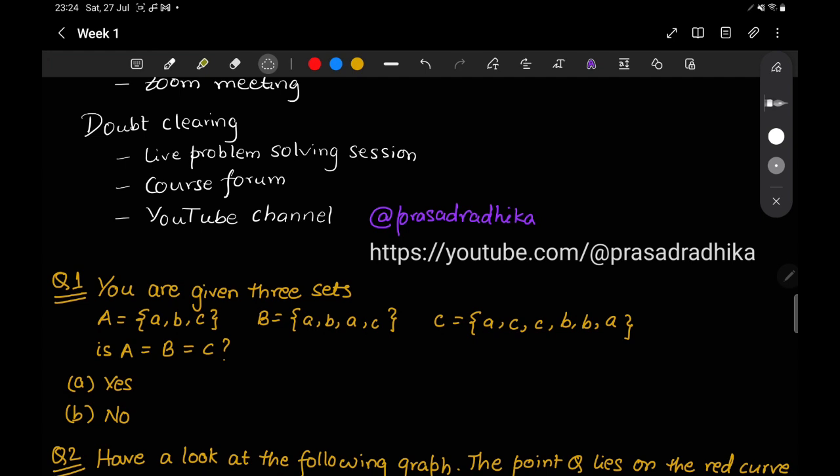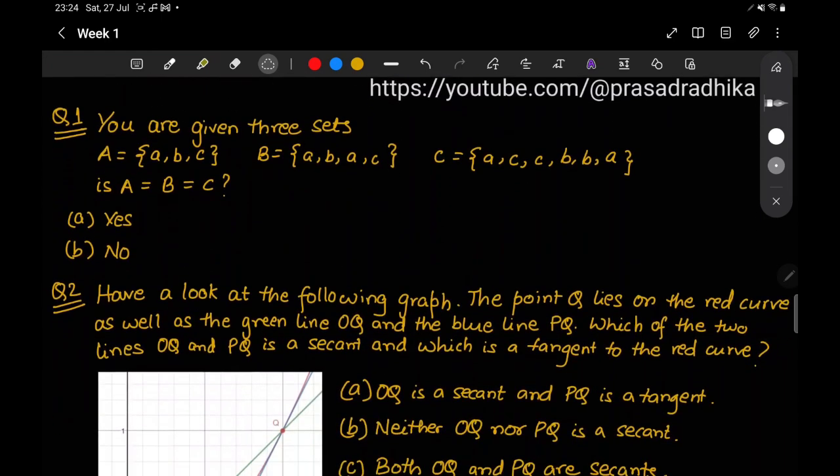So that was what week 0 is about. So let us start with some questions which are based on week 0. The first question is over here. You are given the following 3 sets: set A, set B and set C, and the elements of the sets are enumerated as given. The question is: A equals B equals C? The options are yes or no.